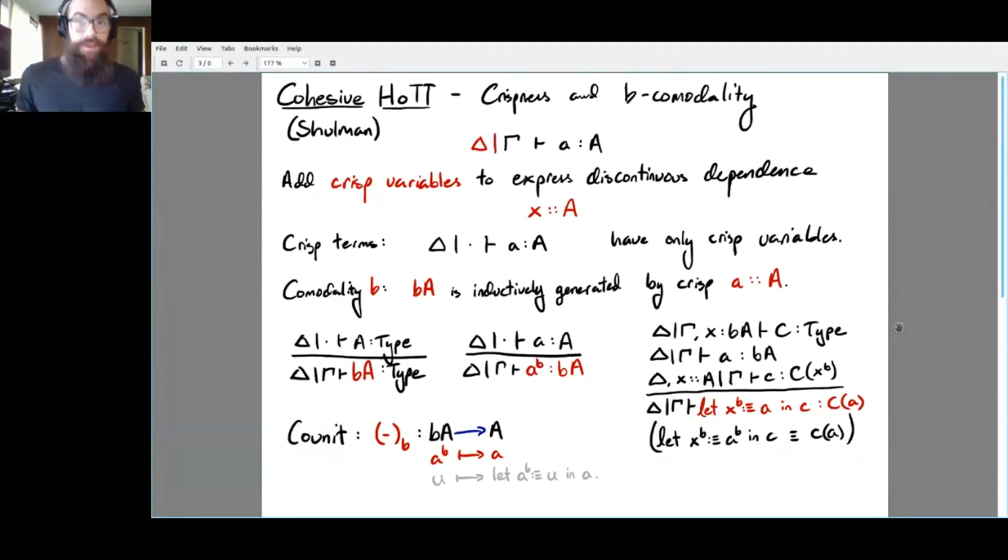So the first thing we'll do with this is give ourselves a co-unit for this co-modality. The co-unit is inductively defined by taking something crisp and sending it to itself. I've written the pattern matching version, which is how this would work if you actually did this in Agda, since Agda supports the flat co-modality. And then below that, I've written what it looks like with the let notation.